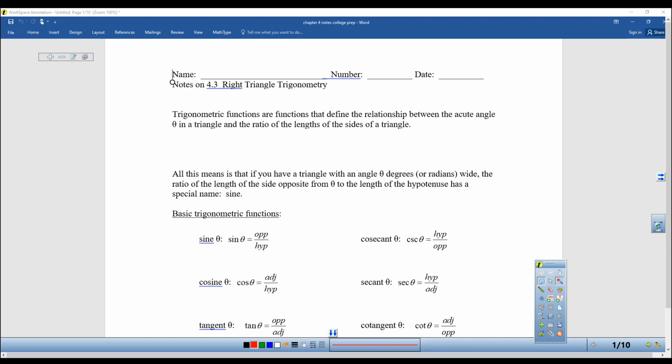So trigonometric functions are functions that define the relationship between the acute angle theta. This little symbol here is pronounced theta. It is Greek. In a triangle, and the ratio of the lengths of the sides of a triangle. So what that means is that we're specifically today going to do right triangle trigonometry. So that little symbol right there is what indicates a right angle.